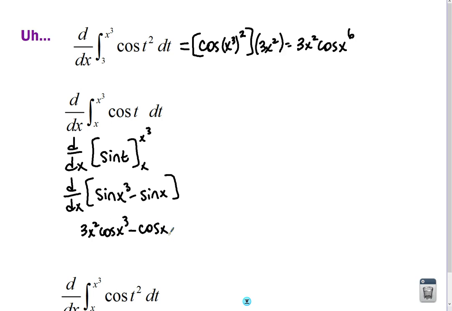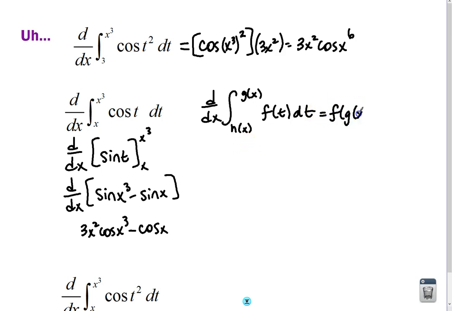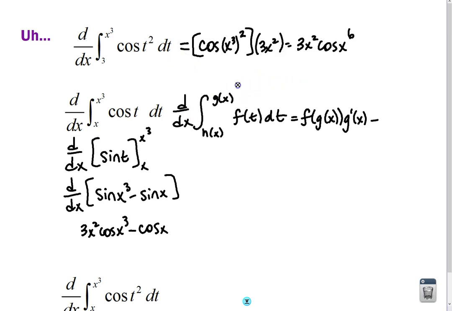So the shortcut to this: let's say I consider these as two separate little functions, so let's call that h of x and call that g of x, the integral of f of t dt. In this case, this is going to equal f of g of x times g prime of x, minus f of h of x times h prime of x. So we just subtract the top and the bottom, okay?